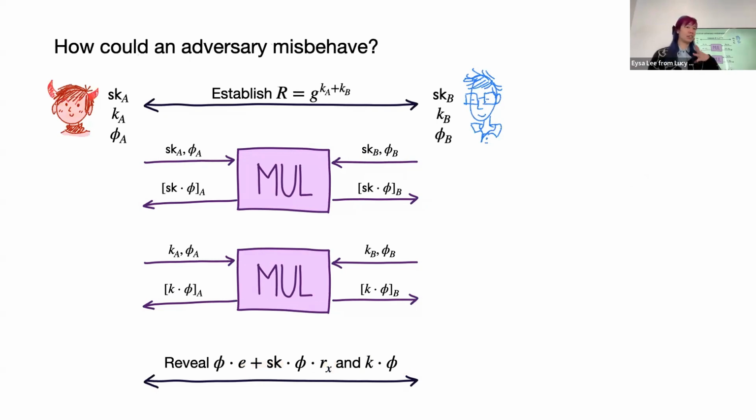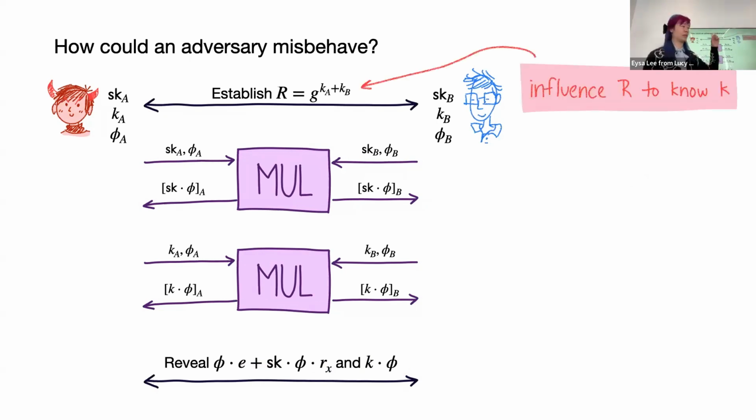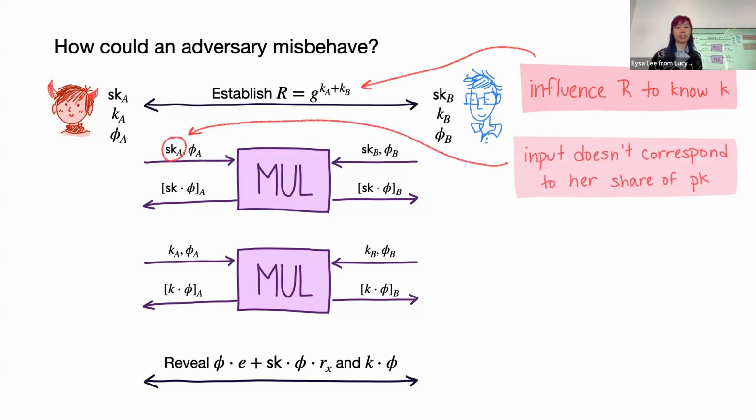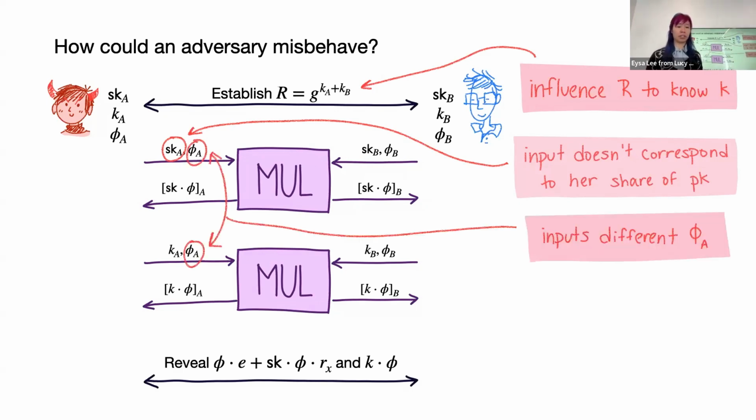But of course, we want security. We want to be able to protect against an adversary who can misbehave arbitrarily. So what can an adversary do? Well, first, it could influence this R so that it knows this K value. It could also try to use bad inputs into this multiplier. So it could try to use a share of the secret key that doesn't correspond to the public key.